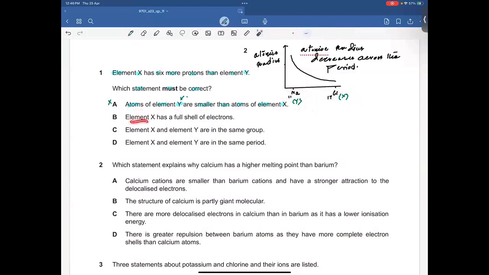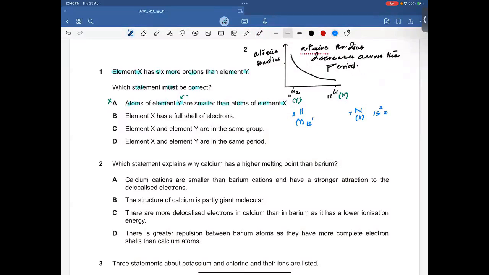Let's talk about the B option. Element X has a full shell of electrons. For B, let me give you an example here. Let's suppose hydrogen. Hydrogen is Y. It has an atomic number of 1. When you add 6 to it, you will get nitrogen. So nitrogen, let's suppose, is X, right? Let me configure this. The configuration is 1s1. Over here, the configuration is 1s2, 2s2, 2p6.